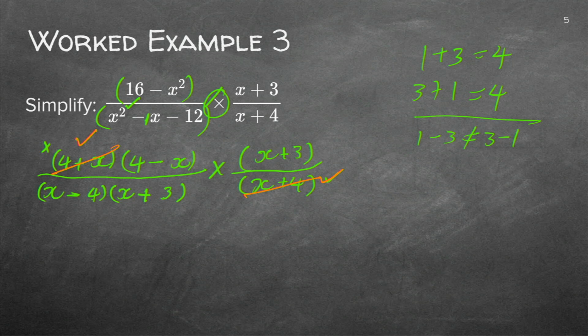And next I have x plus 3, and next one I have 3 plus x. So I have x plus 3, both of them, so I can easily cancel out also those two fractions. Now we are left with 4 minus x, and also we are left with x minus 4.